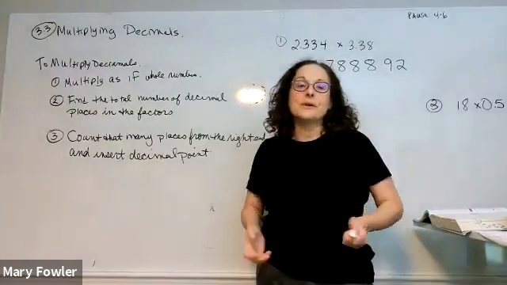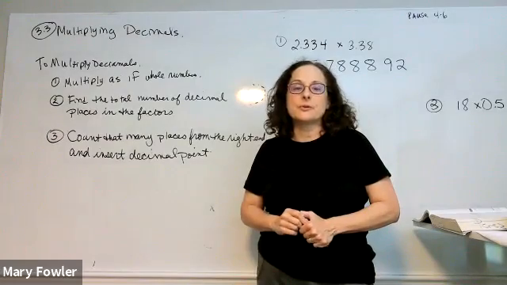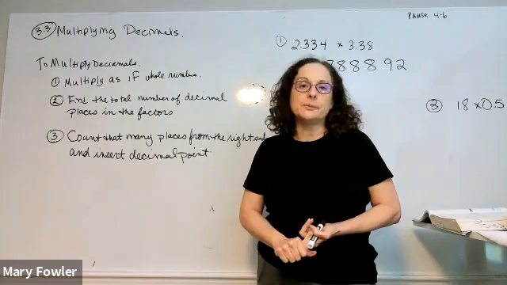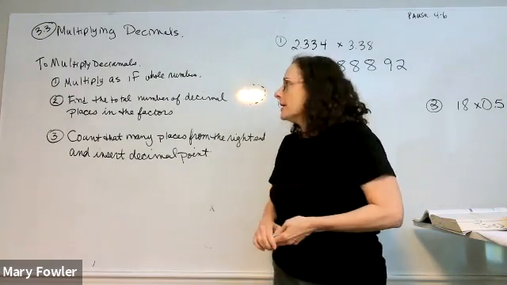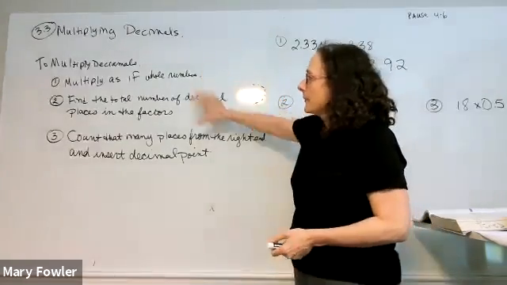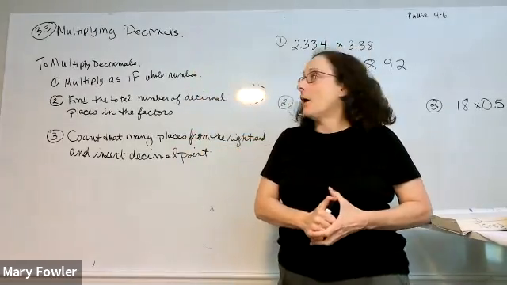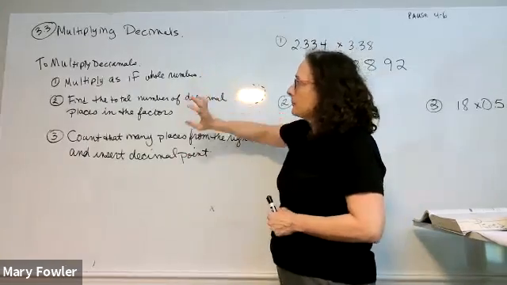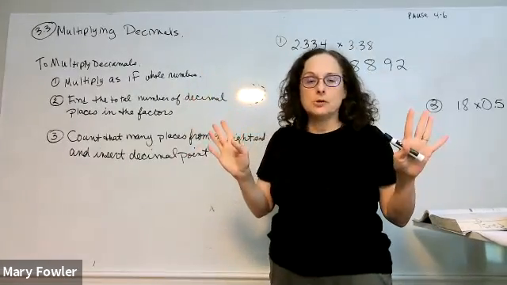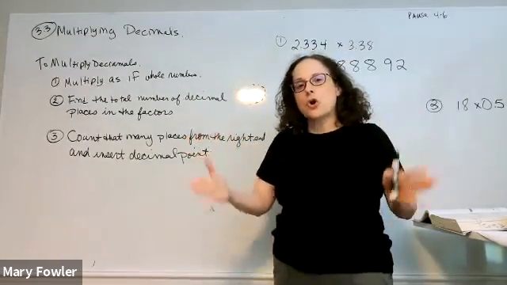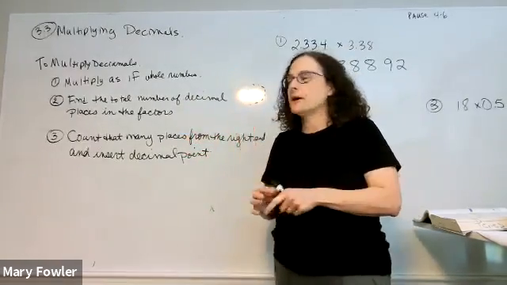Hi, in this video, we're working in section 3.3, working with decimals, and we're going to talk about multiplying decimals. So we have a little process to multiplying decimals. We're going to multiply the numbers as if they were regular whole numbers, and then we're going to find the total number of decimal places.